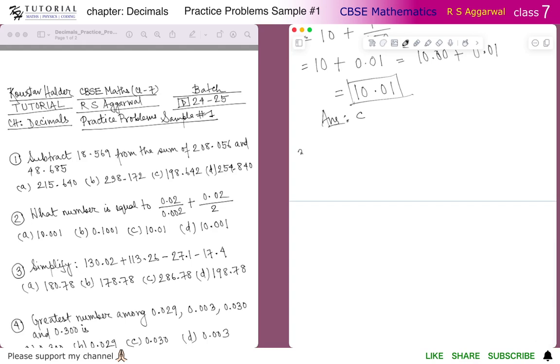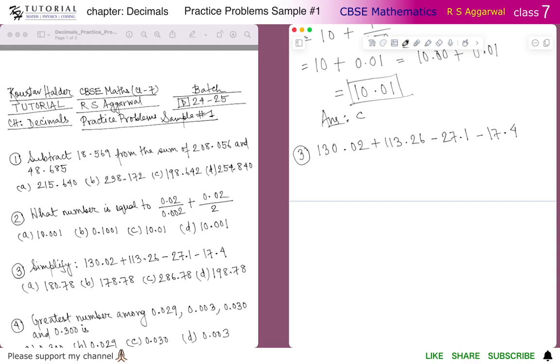Question number 3. It is a simplification problem. It asks to simplify 130.02 plus 113.26 minus 27.1 minus 17.4. Okay, so we have a simplification with addition and subtractions where we can see that all the decimals are unlike. They are not like decimals.